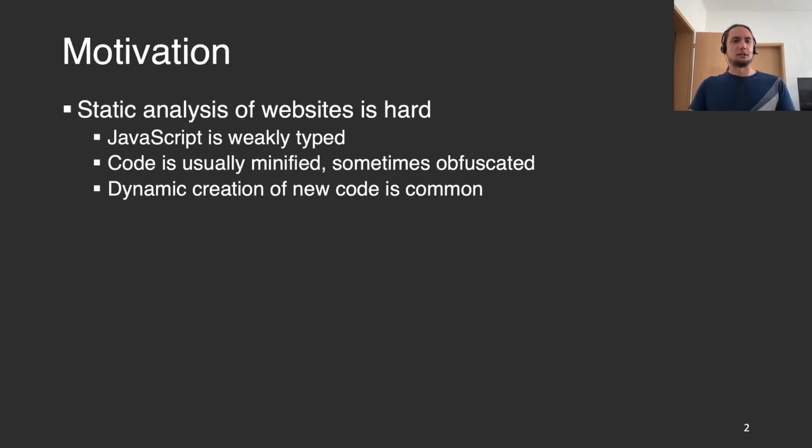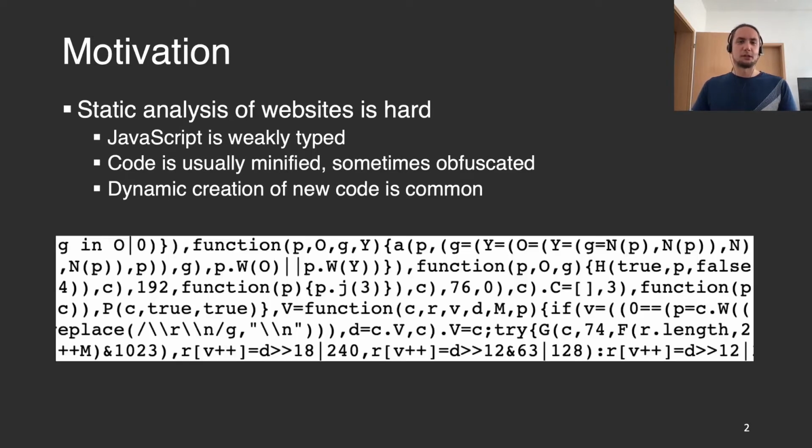So, for motivation, if you want to do static analysis of JavaScript, you might know this is very hard. JavaScript has no type information, it is usually minified, sometimes even obfuscated, and the dynamic creation of new code is very common, so you have constructs like eval, which take a string and transform that into new code. Here's an example of very typical code of a website. You basically can't read it, especially if you want to inspect this manually and make sense of all the variables. You're going to have a very hard time, right?